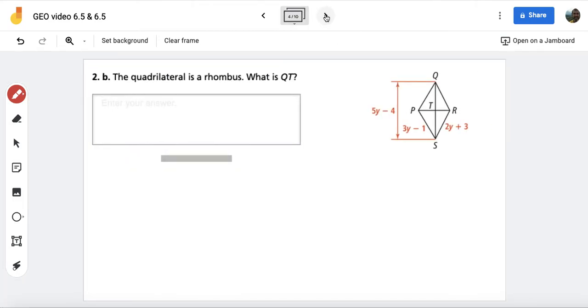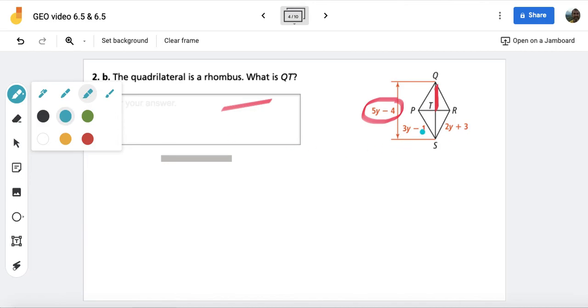Here's the next one they want us to try out. A quadrilateral is a rhombus. What is QT? QT is this piece right here. Well, they tell us the whole thing is 5y minus 4. They don't tell us anything else other than these sides here. Let me change colors. They tell us this is 3y minus 1. They tell us this is 2y plus 3. It's a rhombus. Those two are supposed to be the same length.